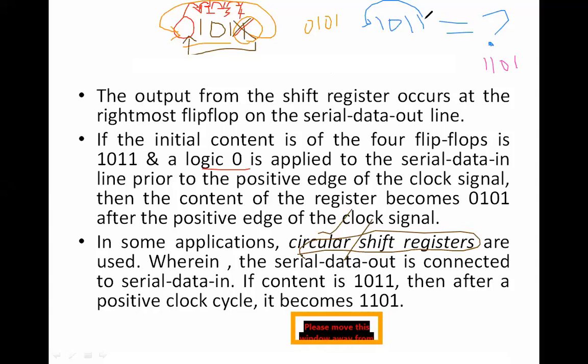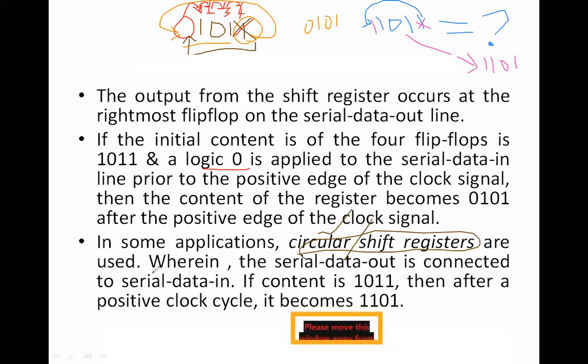So this bit is gone there. This bit will come and sit here, which means it becomes 1, 1, 0, 1. If it's not a circular shift, then this last bit is lost. Whatever we give initially will come and sit here towards the left hand side. Right? So this is the concept.